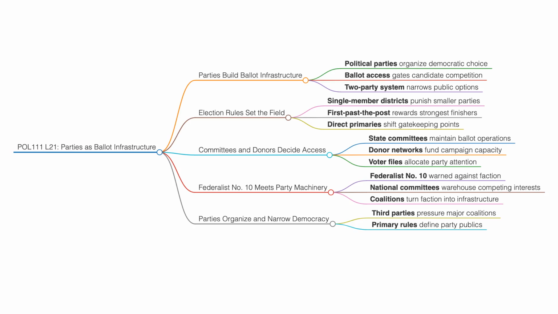Madison warned that factions would pursue partial interests against the public good. He hoped an extended republic would make majority faction harder to organize. The American party system did something more complicated. It organized faction into durable competition. It put faction on a schedule, gave it labels, and tied it to ballots.